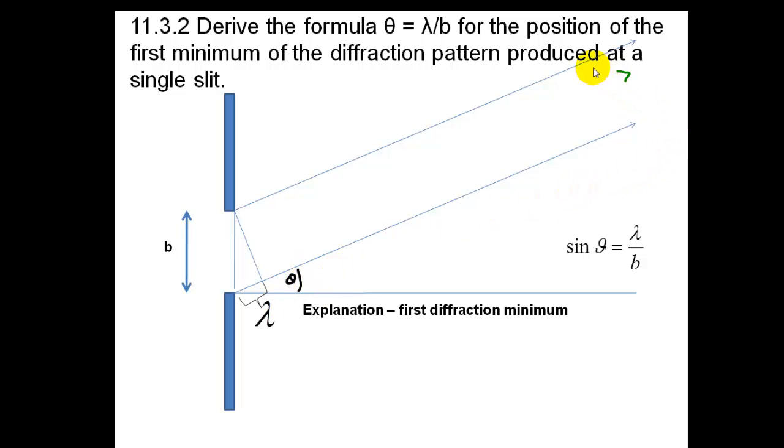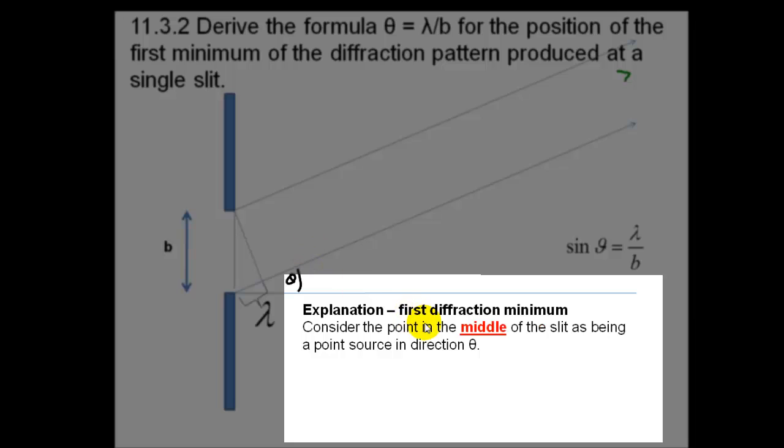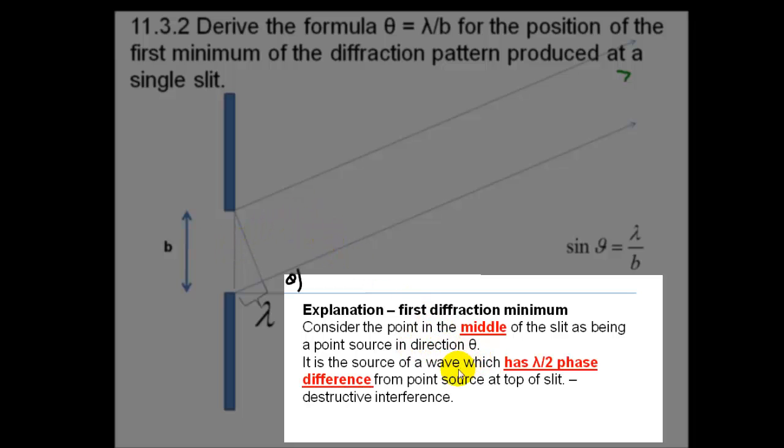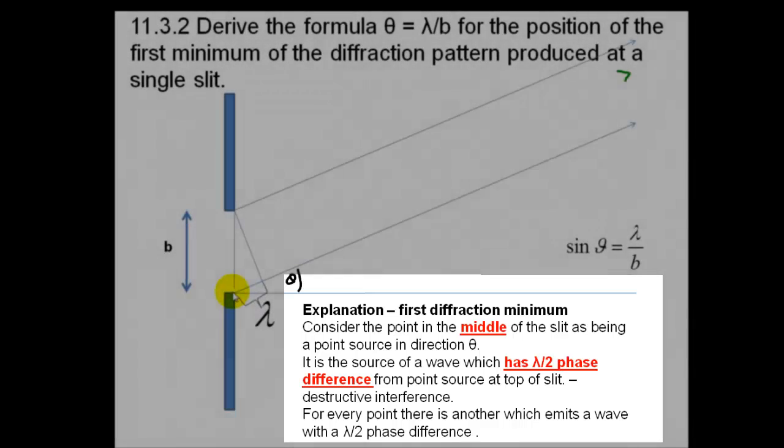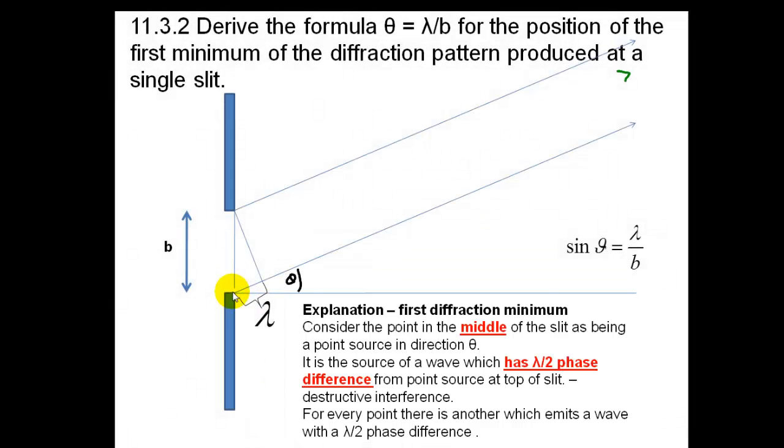So the first diffraction minimum, why is this a minimum and not a maximum? Of course, this interferes constructively with this one, but destructively with the ones in the middle, basically. Consider the point in the middle of the slit as being a point source in the direction theta. It has a lambda divided by 2 path difference from the point source at the top of the slit down to there, and we get destructive interference. So this is the point. For every point along the slit, there's another which emits a wave which is going to have a lambda divided by 2 path difference or phase difference. So that will always be destructive interference.